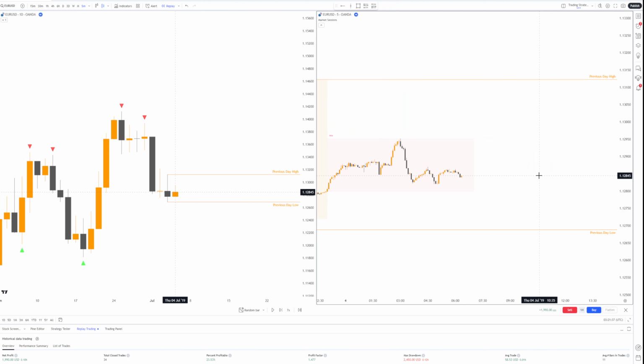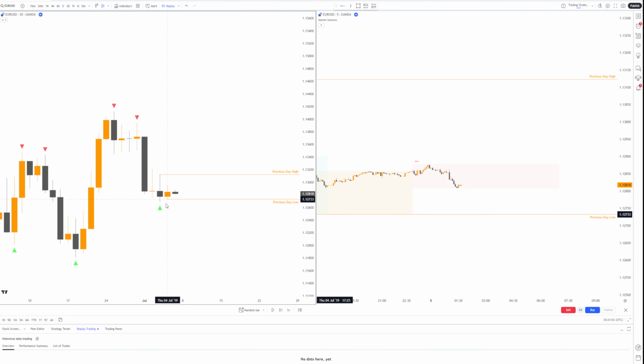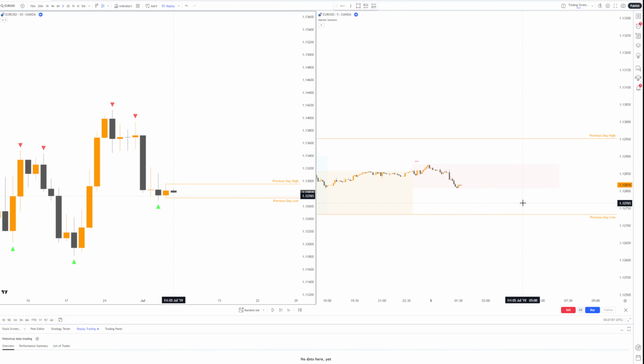During the Asian session, London session, nothing. Price moving sideways. Okay, now we're on the next day. So that particular day here, there was no trades. And the capital's still safe. So move on to the next trade.